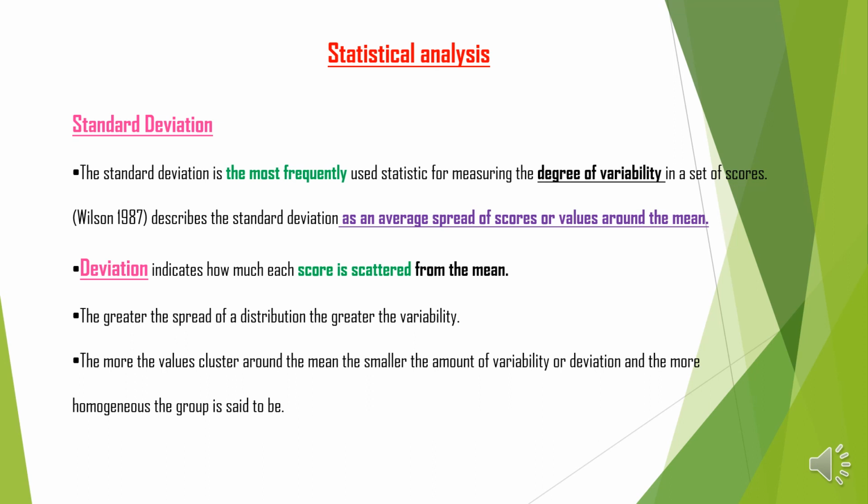What's deviation? It indicates how much each score is scattered from the mean. This is the deviation. The greater the spread of the distribution, the greater the variability. As soon as we are spreading away from the mean, this means we have a lot of variability.